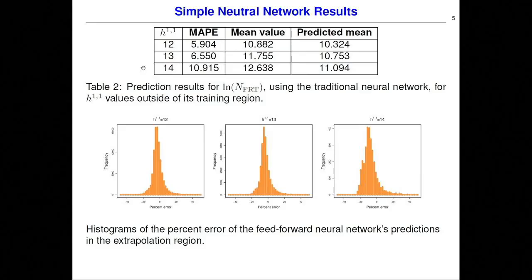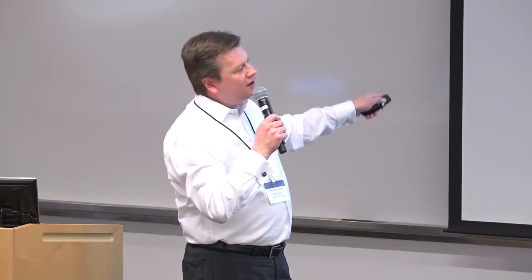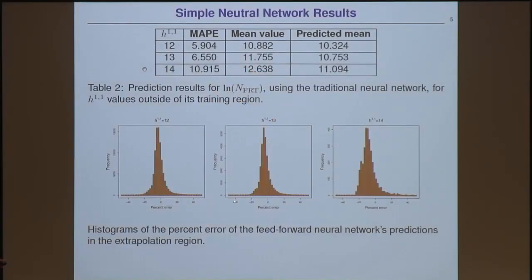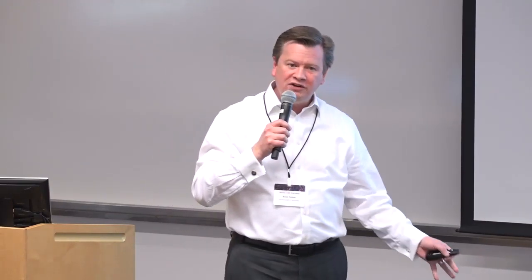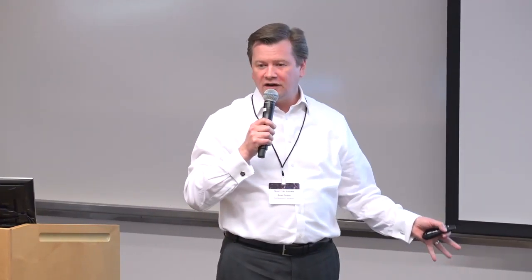Here's what happens. We get a pretty good mean percentage error. But when we extrapolate up to 12, 13, and 14, not only does the error grow, but you can see the prediction is offset to low values. In other words, it consistently underpredicts. Not a surprise. This is a classic problem in machine learning. Extrapolating away from your training region tends to be a failure a lot of the time.